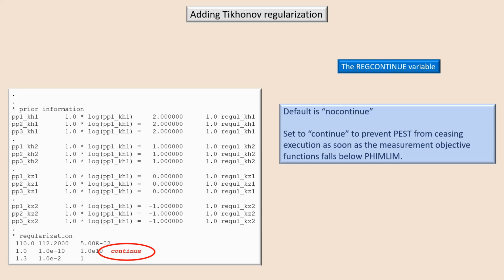However, if you set this regContinue variable to continue, PEST will continue with the regularized inversion process. It will then try to raise the measurement objective function back up to the target, because this then gives the ability to minimize the regularization objective function to the lowest possible value that it can achieve, thereby paying maximum respect for regularization constraints. In some circumstances, this can be useful.